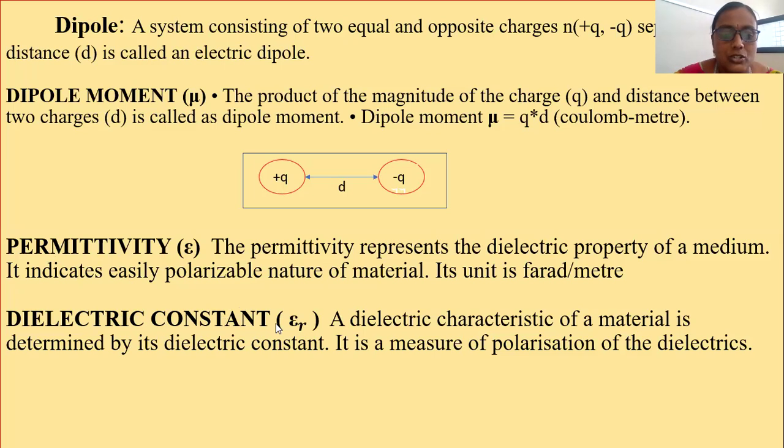Next, the dielectric constant, which is denoted by epsilon r, is also known as the relative permittivity. The dielectric characteristic of a material is determined by its dielectric constant. It is a measure of polarization of the dielectric. If the epsilon r value is more, then the polarization is more. If its value is less, then the polarization is less.